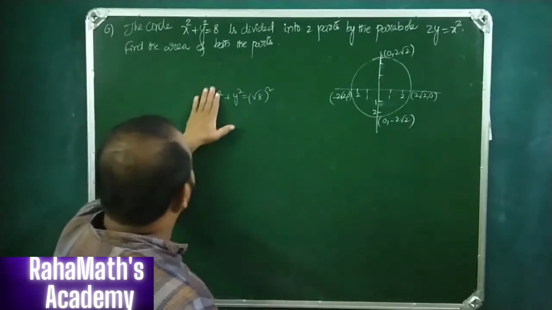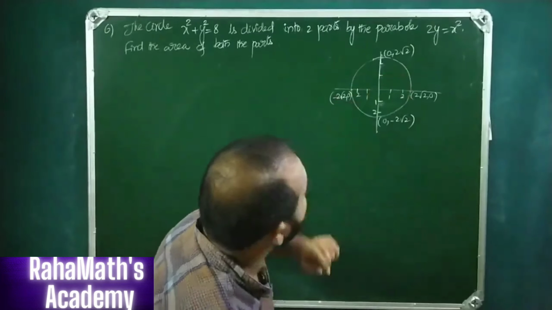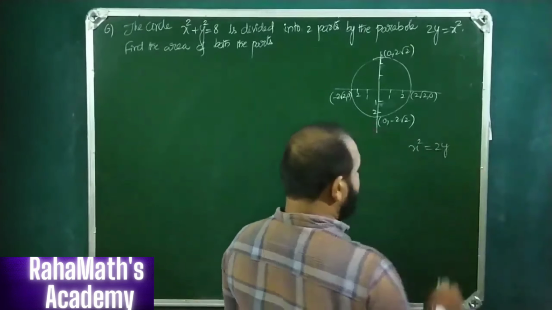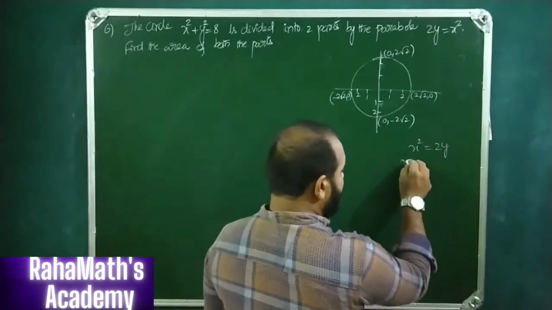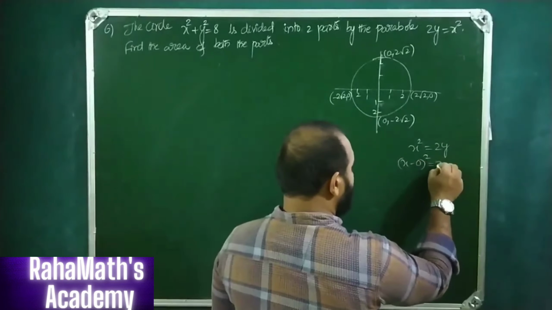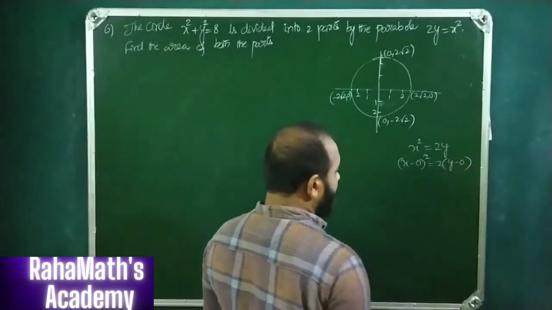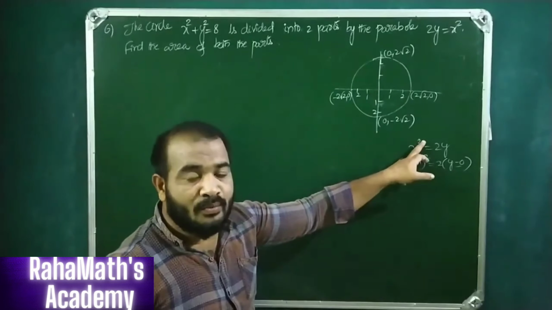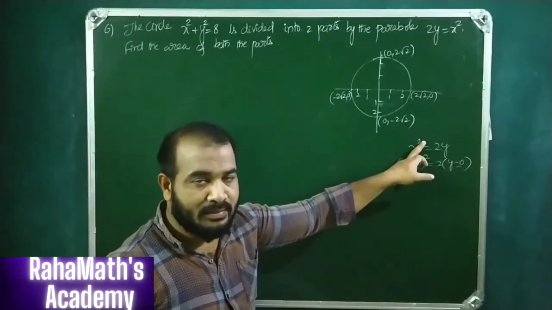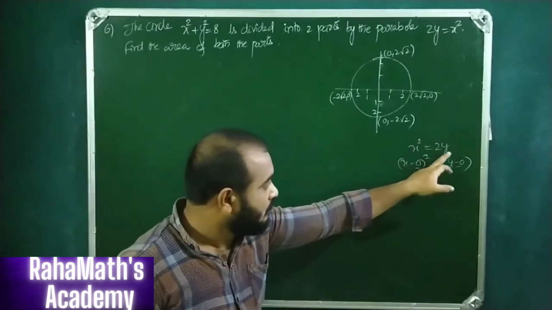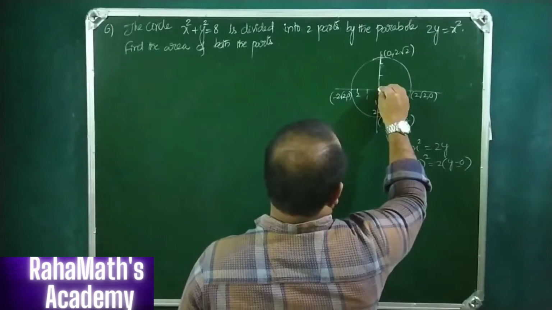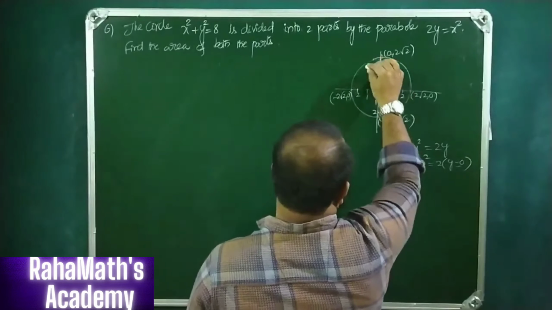Okay, and now 2y equals x square. So x square equals 2y is the standard form of the parabola, because this can be written as x minus 0 whole square equals 2 into y minus 0. Therefore 0, 0 is the vertex. X power even, symmetric about y axis. Which y axis? Positive y axis. So it will be like this.